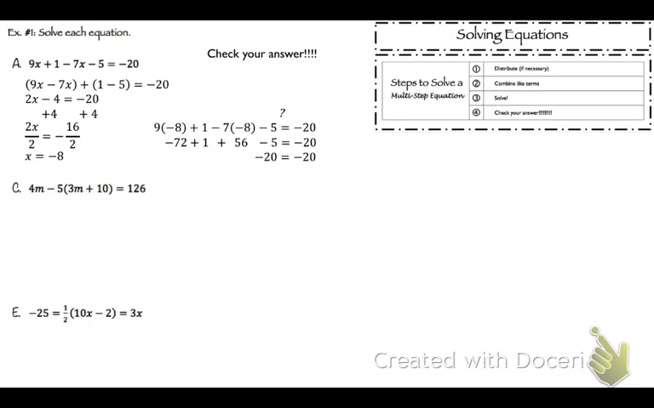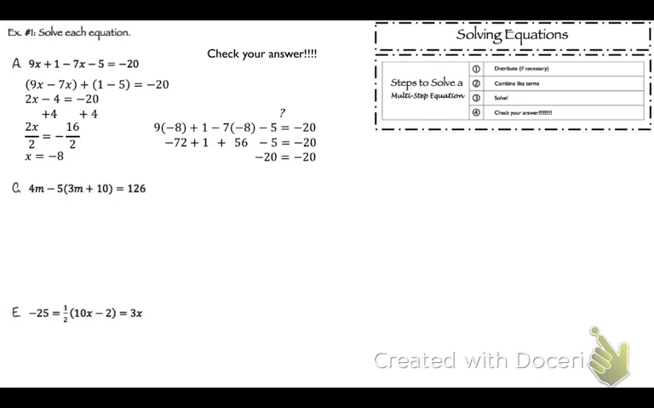The other way to do that is just put the whole left side of that into your calculator. So put 9 parentheses negative 8 parentheses plus 1 minus 7 parentheses negative 8 minus 5, and you'll get negative 20 out, and it'll just spit that answer out for you. Okay, so that's the easiest way to do it. Just plug it into your calculator.